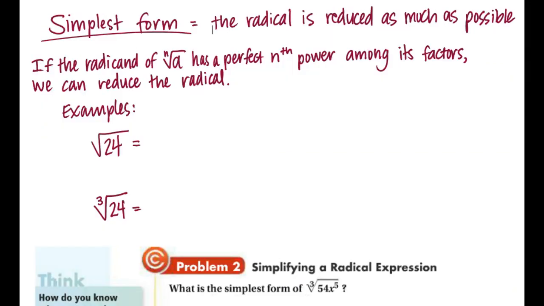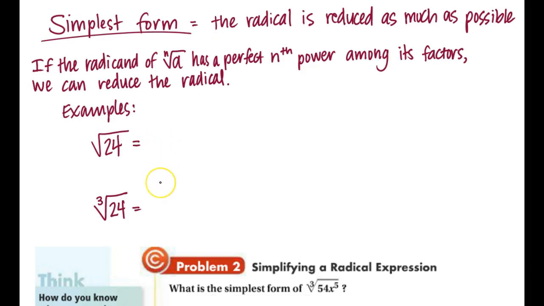Before we work through example 2, let's talk about what it means for a radical to be in simplest form. This means that the radical is reduced as much as possible. If the radicand of the expression, the nth root of a, has a perfect nth power among its factors, we can reduce this radical. So let's explore this idea in the following examples. We're going to take the square root of 24 and reduce it, and then we're going to take the cube root of 24 and reduce that.